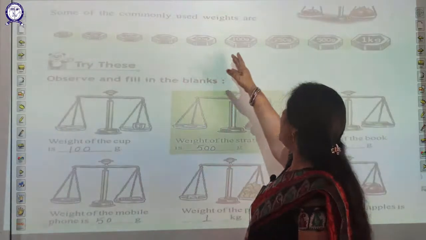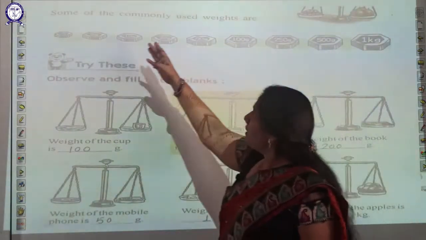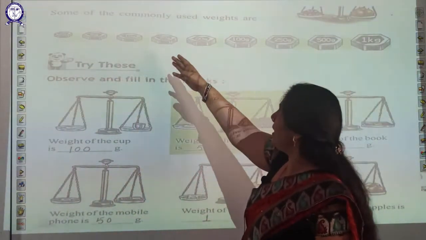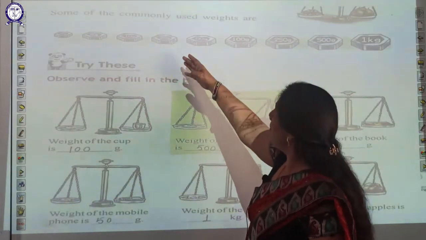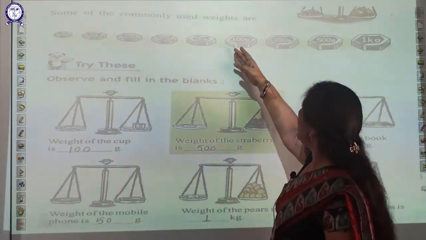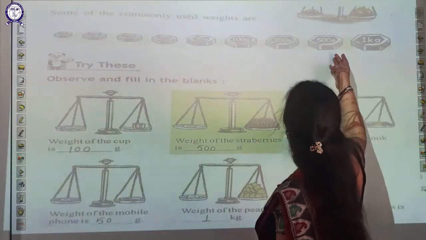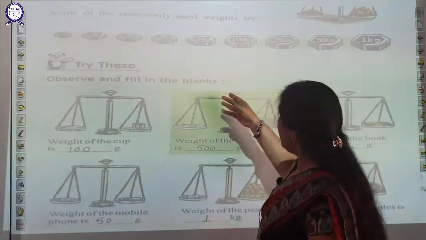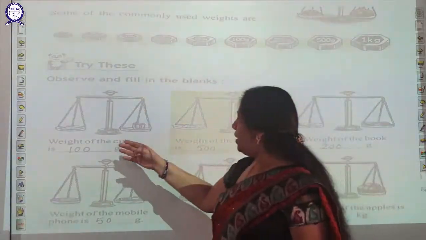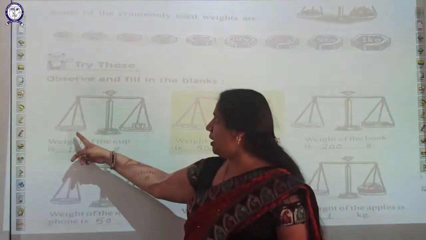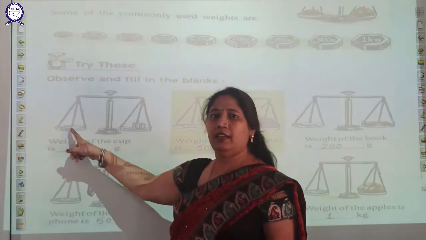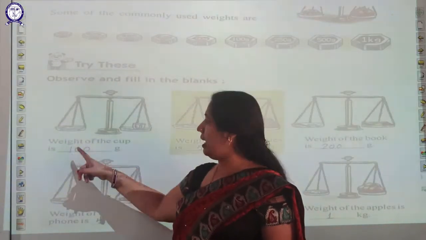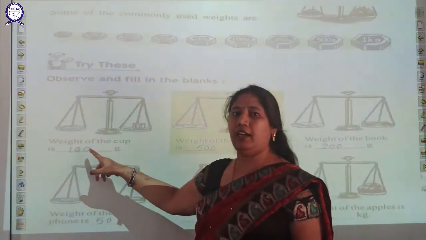So these are the commonly used weights: 10 gram weight, 50 gram weight, 100 gram, 200 gram, 250 gram, 500 gram, 1 kilogram. Observe and fill in the blanks. Weight of a cup. So you have to look here, there is a 100 gram weight. So this is equal to 100 grams.